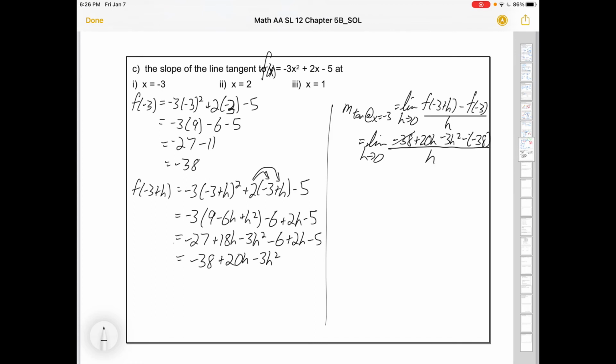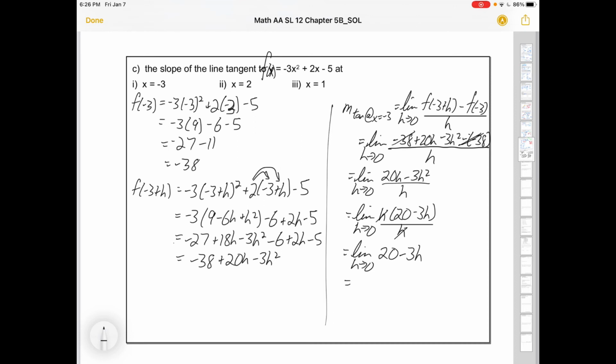Okay, at this point, the negative 38 and the essentially positive 38 here are going to cross out, or they'll add to 0. We get 20h minus 3h squared all over h. We're going to factor, and we're going to see what we get. So there's our h's. They can divide out. That gives us the limit as h goes to 0 of 20 minus 3h. Now I can sub in, so I get rid of my limit because I'm actually substituting in. And the answer here is 20.